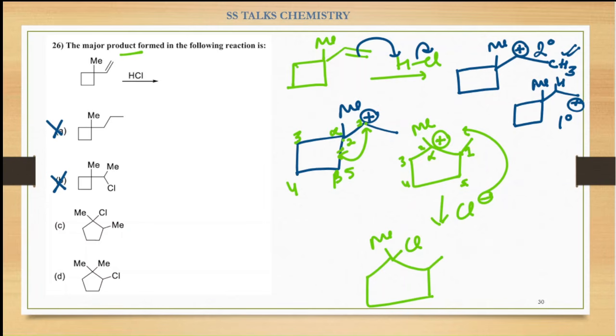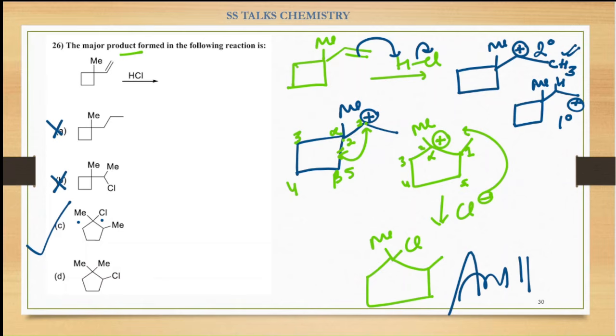In the C molecule, we are having methyl with the Cl group and methyl with the Cl group. So this is correct, matching our answer that we have got through the mechanism. Right? So this is going to be the answer to your question. So the correct option is C1 for this particular question.